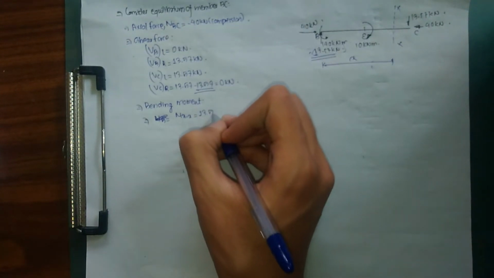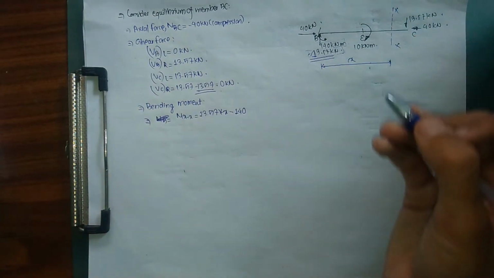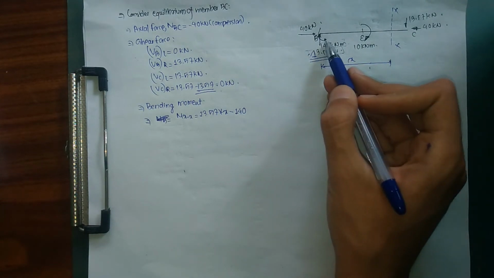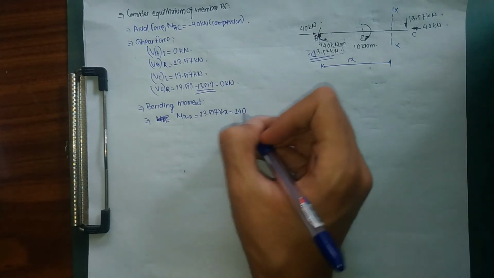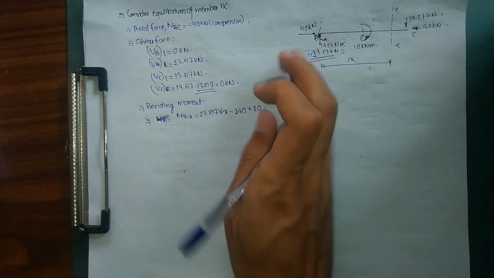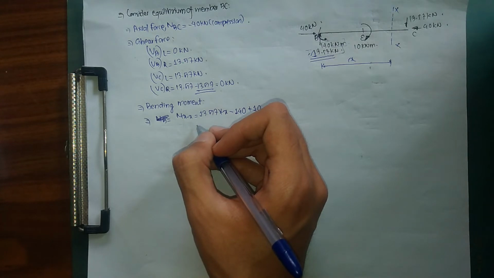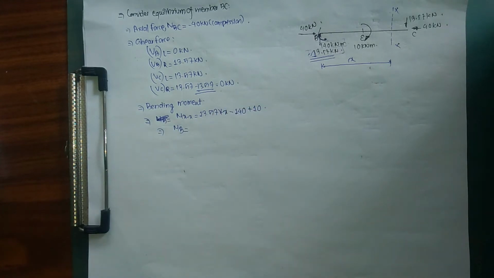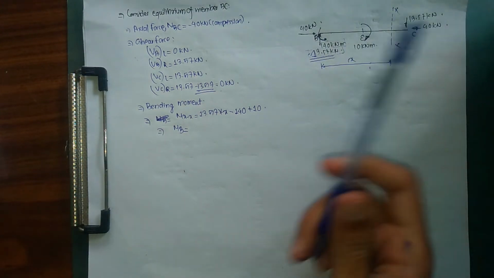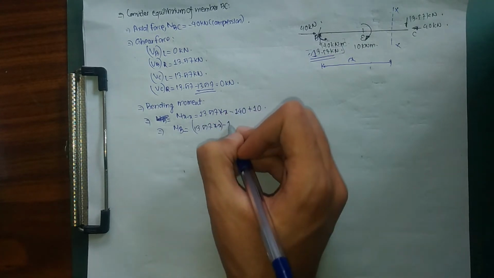So 13.57 into x minus 140. We have this 140 newton meter, but we take it as negative since it is producing anti-clockwise or hogging moment. So minus 140, and next we have 10, and we take this as positive because it is clockwise, moving from left to right. Now, in order to find our bending moment about B, it's going to be 13.57x minus 140.